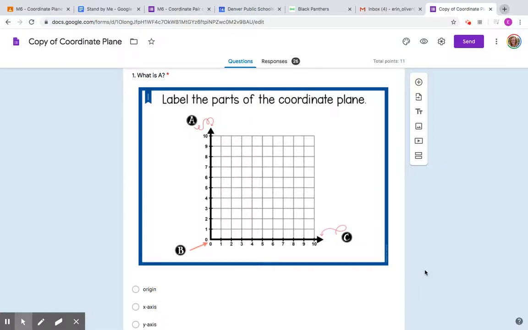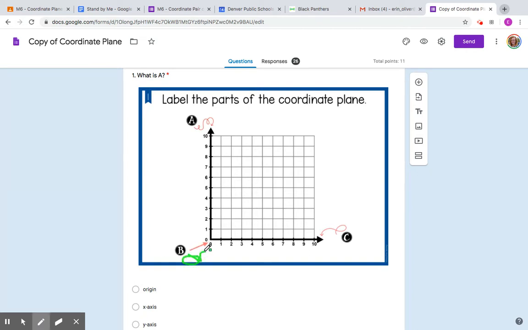So let's take a look at the exit ticket you guys did yesterday. In front of us, we have a coordinate plane, and I have to label some of our missing pieces. Now, what I remember from all of our lessons is that the point 0, 0 is our origin. This is where everything starts. So I can label it origin.